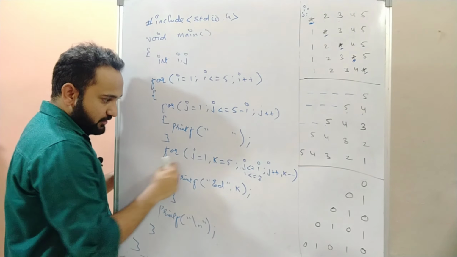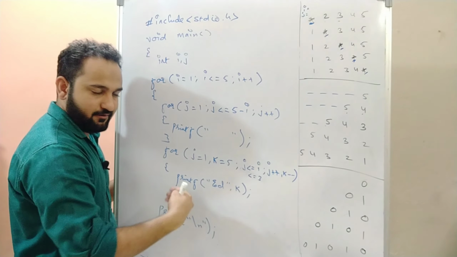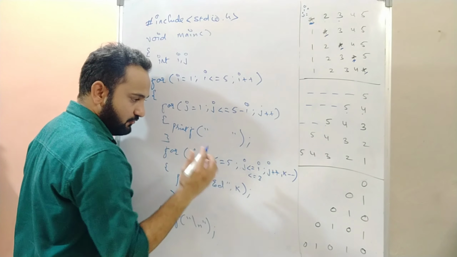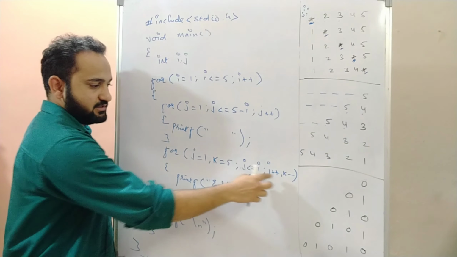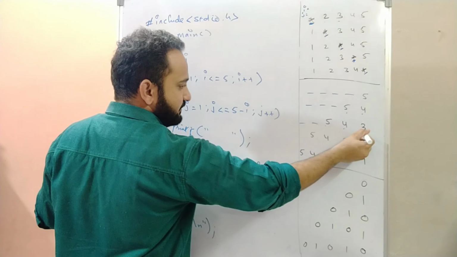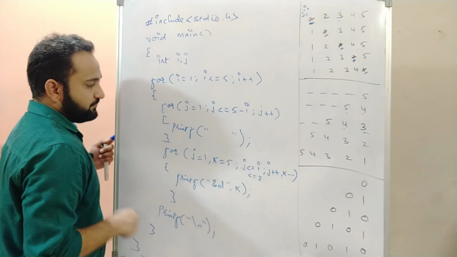Agree? And while going back, the value of j will be incremented by 1. The value of k will be decremented by 1. So the value of k will be now what? 4. It will go inside, print what? 4. For the last case, the value of k will be 3. It will print what? 3 this time. Getting it? Okay.